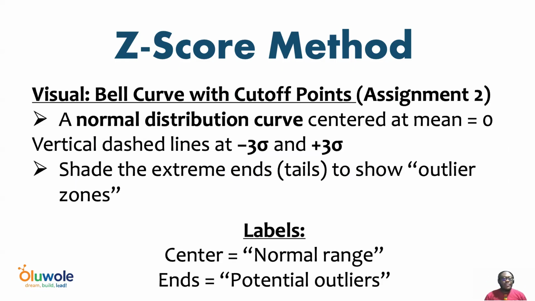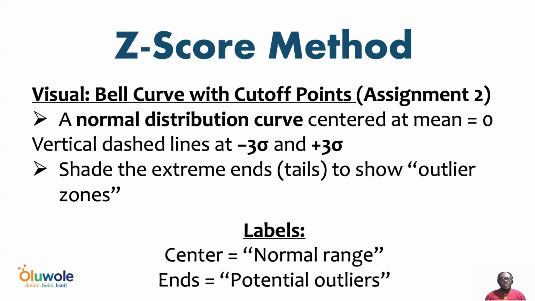All right. So also your assignment 2: I want you to create a normal bell curve with cut points. You have a normal distribution curve centered at a mean of 0, with vertical dashed lines at minus 3 and plus 3 standard deviations. I want to see the extremes. Shade the extreme end tails to show the outlier zone, and label your normal range and then the ends.